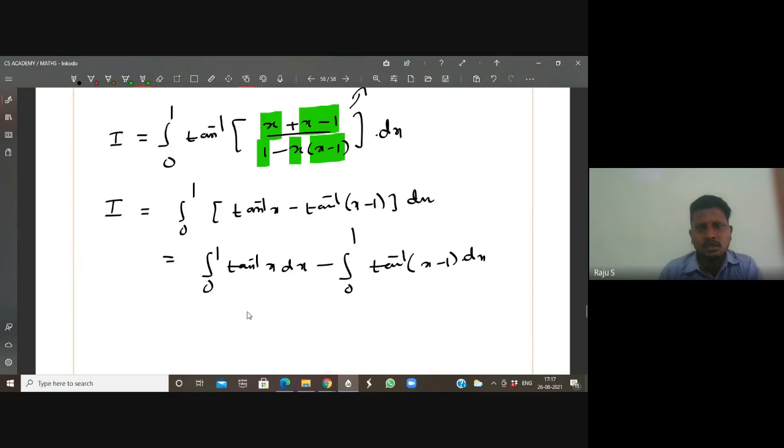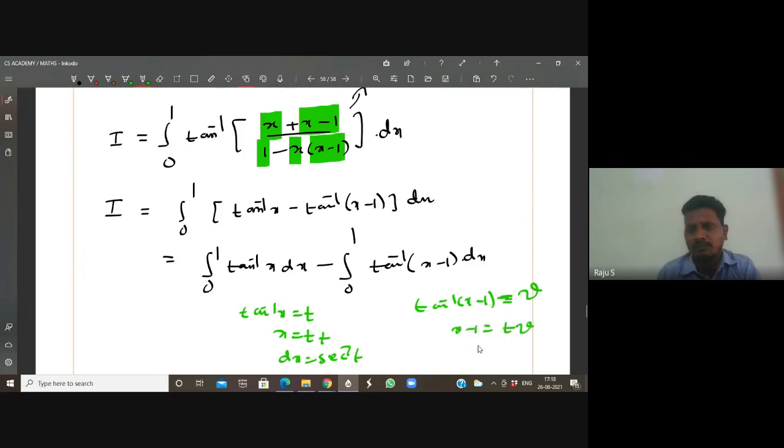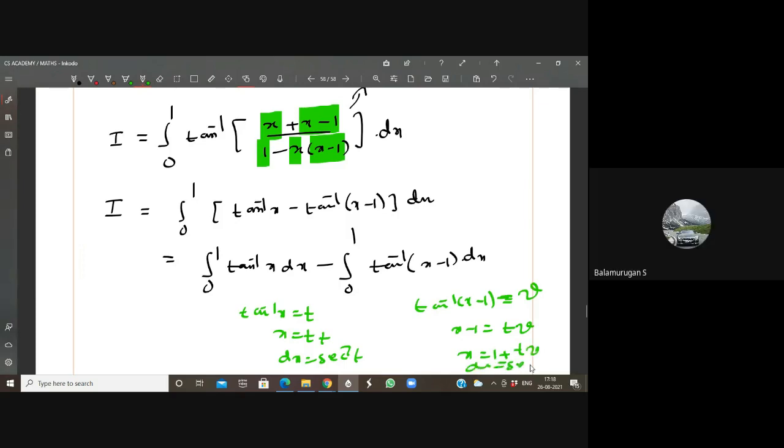Here you can take tan inverse x is equal to t, and tan inverse x minus 1 is equal to some v. Then you can find the limits. x is equal to tan t, dx is equal to secant square t dt. We have already done this for tan inverse x. Here also, x minus 1 is equal to tan v, so x is equal to 1 plus tan v, then dx is equal to secant square v dv.